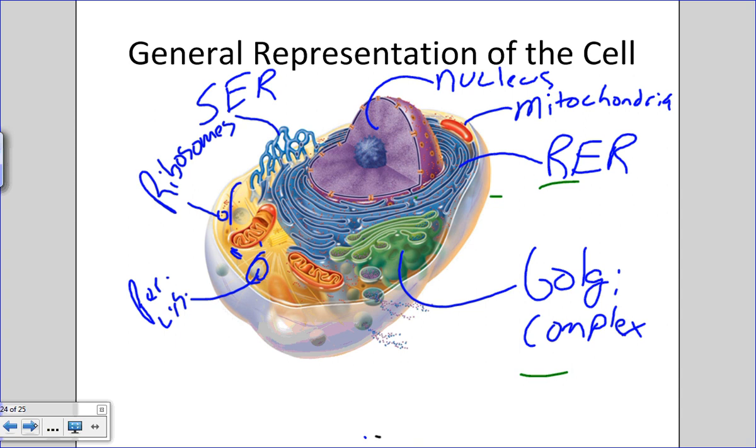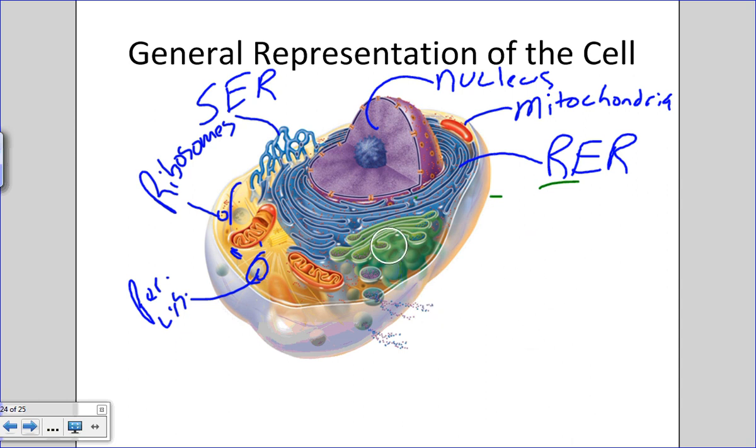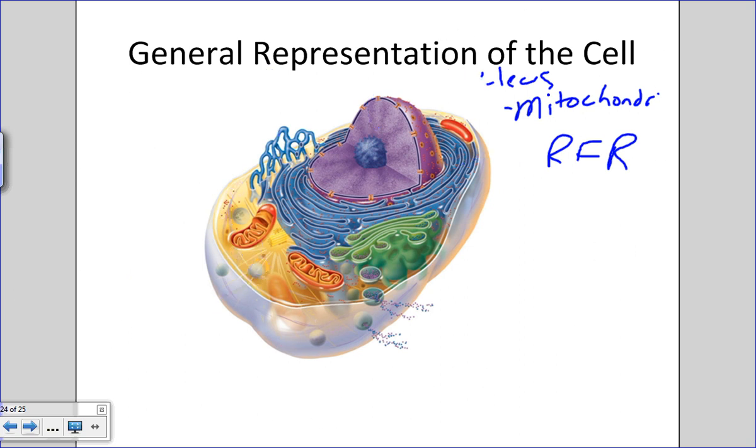So on that note, let's start talking about these organelles and how they work. First, let's put our focus on the nucleus. Let me erase all that. So first we'll talk about the nucleus.